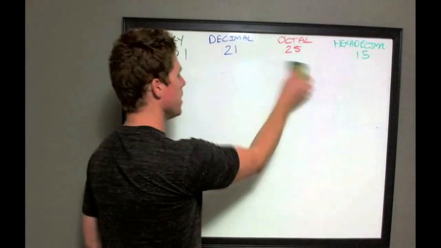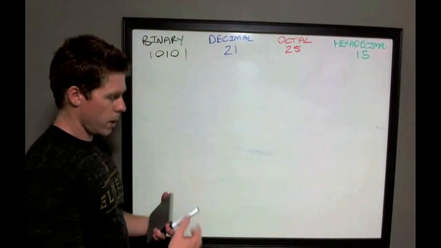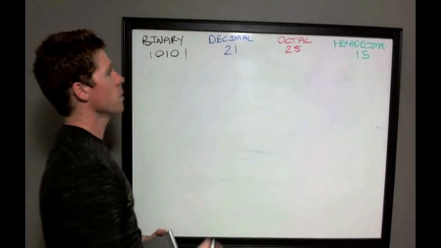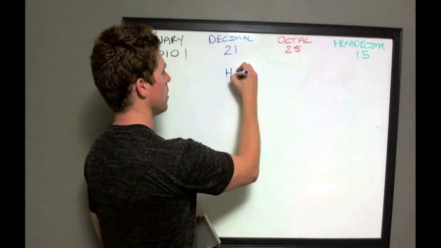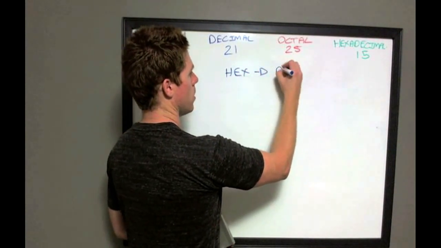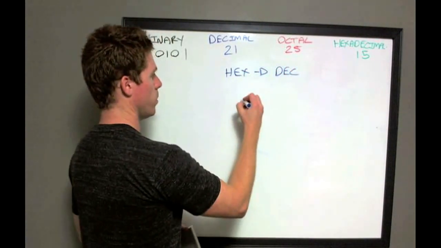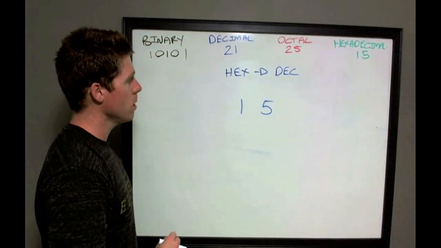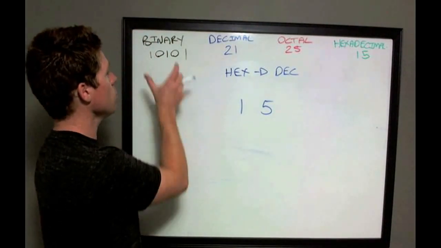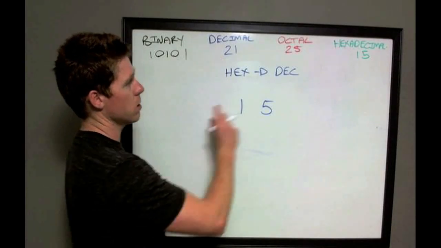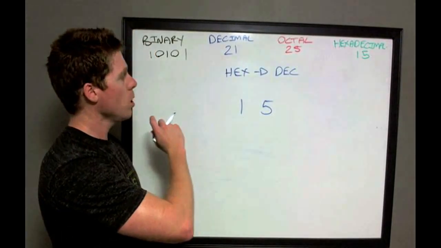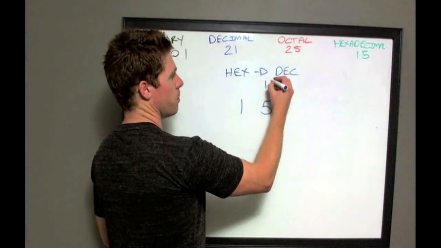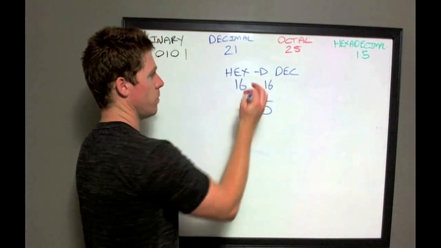Alright, so there's that. Let's do hexadecimal to decimal. In this case, we're starting with the number 15 in hex, or hexadecimal, to go to decimal, just as we did for binary to decimal, just as we did for octal to decimal. We need to figure out the weighting of each column. We do that by getting the base number above each of our digits.